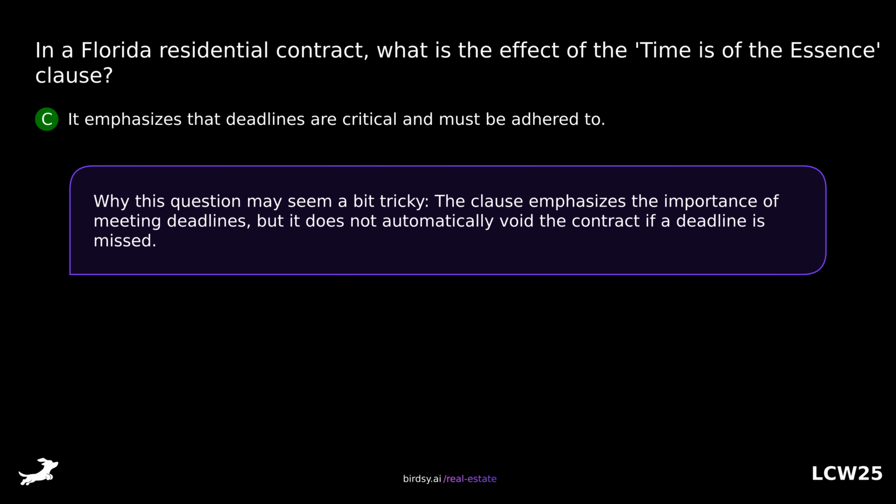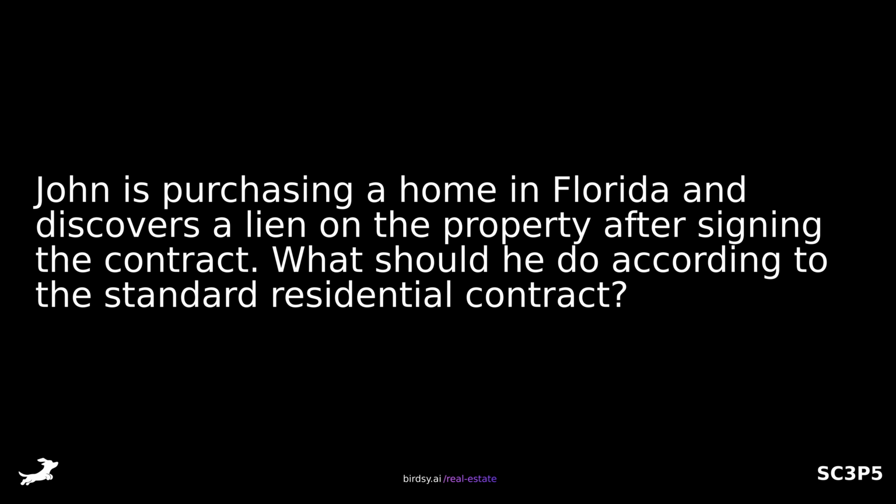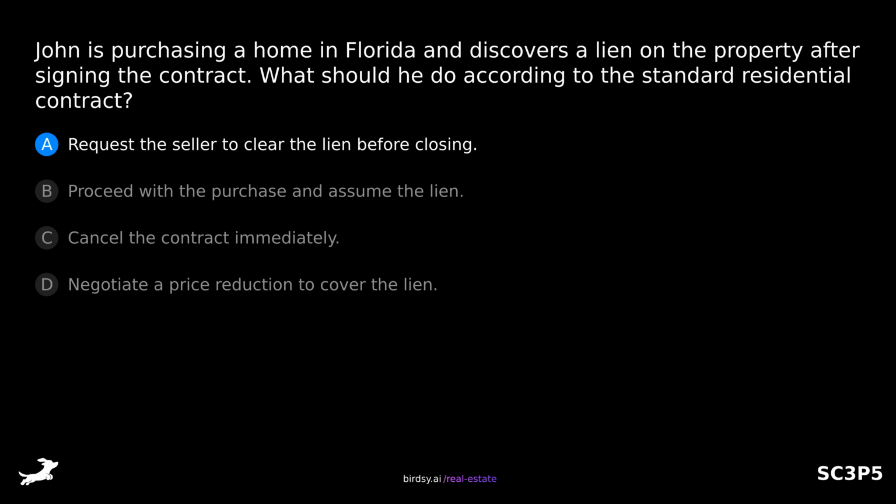Why this question may seem a bit tricky. The clause emphasizes the importance of meeting deadlines, but it does not automatically void the contract if a deadline is missed. John is purchasing a home in Florida and discovers a lien on the property after signing the contract. What should he do according to the standard residential contract? Is it A, request the seller to clear the lien before closing? B, proceed with the purchase and assume the lien? C, cancel the contract immediately? Or D, negotiate a price reduction to cover the lien?